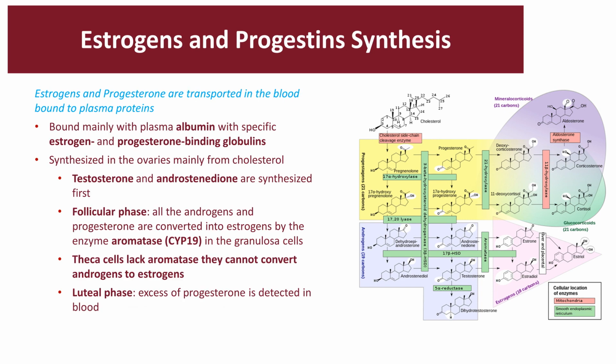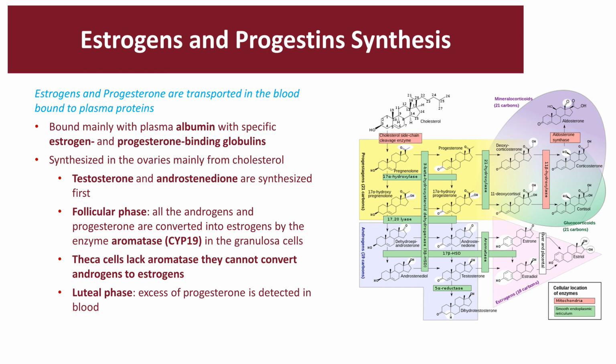Estrogen and progesterone are transported in the blood, primarily bound to plasma proteins. They bind to albumin and to specific estrogen and progesterone binding globulins. They're synthesized predominantly in the ovaries from cholesterol. Testosterone and androstenedione are synthesized first, and then during the follicular phase, all these androgens and progesterone get converted into estrogen with the help of the enzyme aromatase.